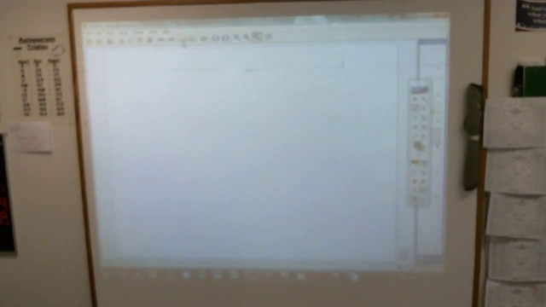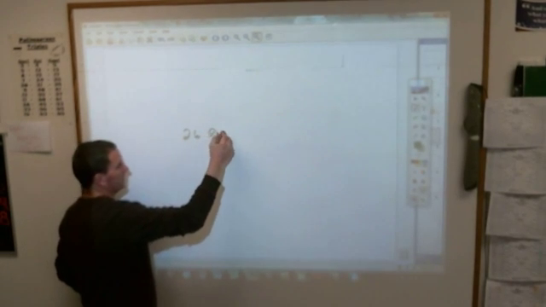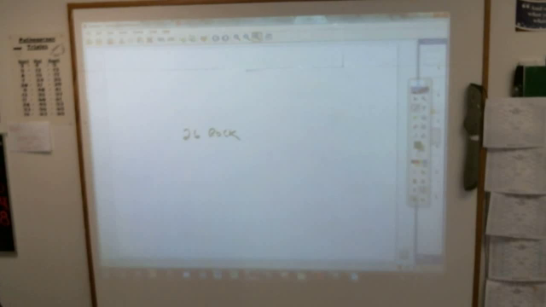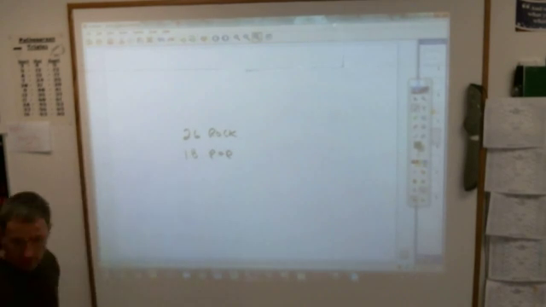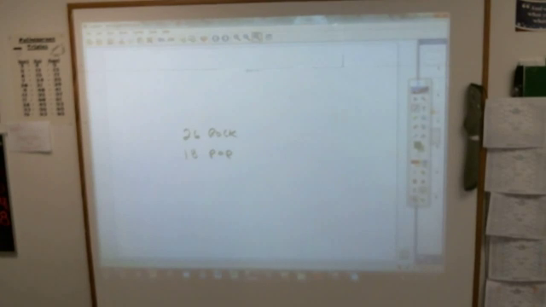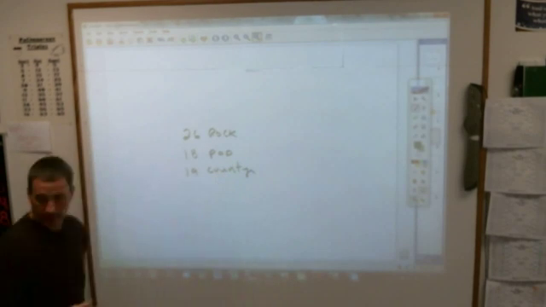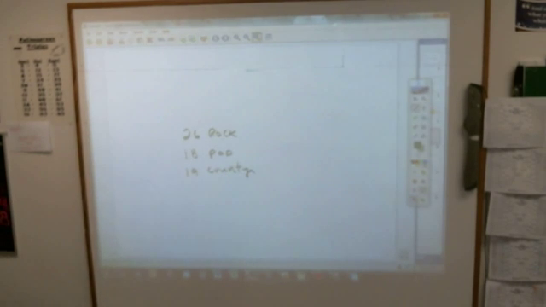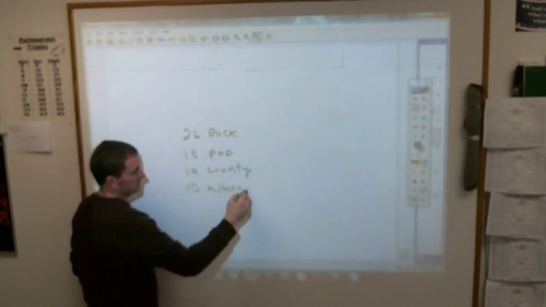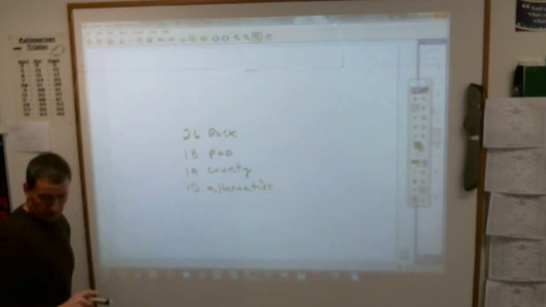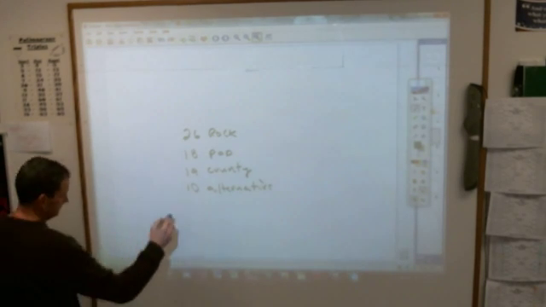Okay. There are 26 rock artists. Write this down. There are 26 rock artists on her MP3 player. There are 18 pop. There are 19 country. And there are 10 alternative. And there are 7 crossover.